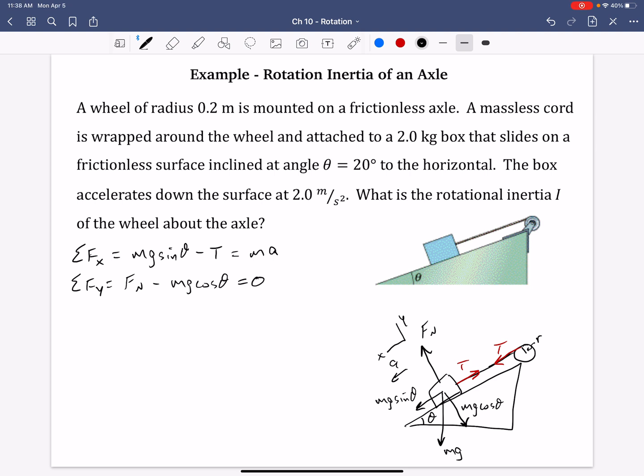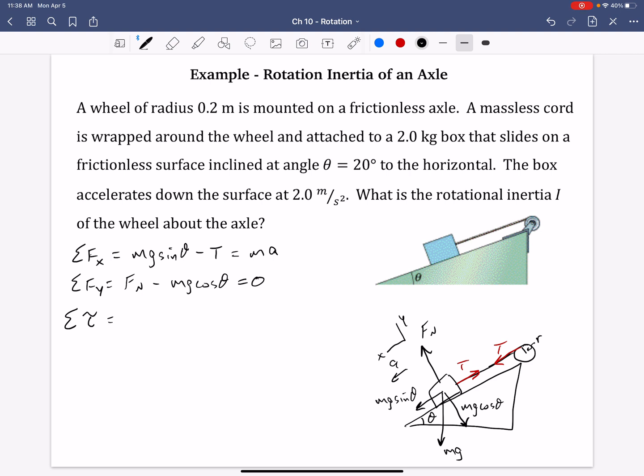All right. Now, for the axle, this whole thing is the system. So this whole thing is the free body diagram. That block is not rotating, but the axle is. So we also need to have a sum of the torques.